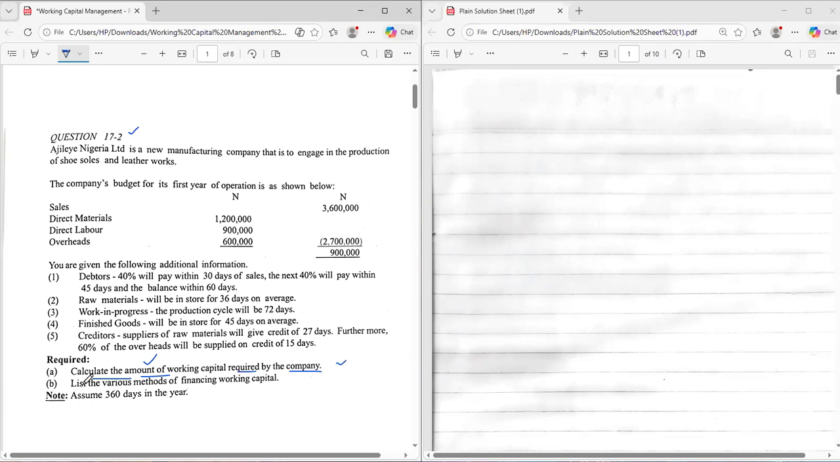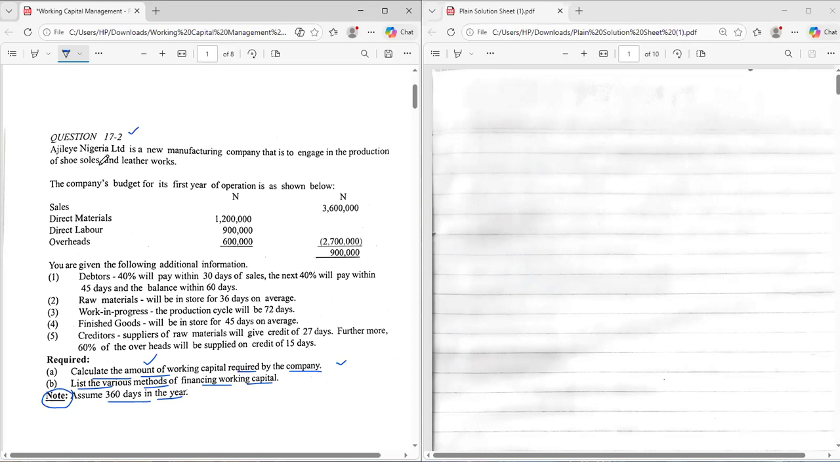Then B is purely theoretical. It says, list the various methods of financing working capital. And finally, there was an important note given to us here. It said, assume 360 days in the year. All right. So let us digest this question and let's solve. It's no big deal.